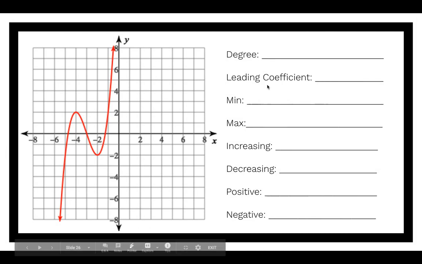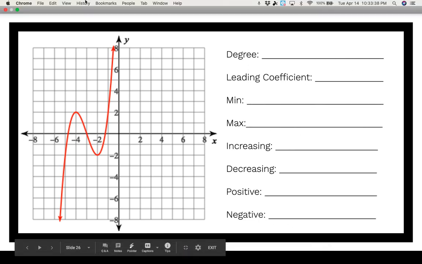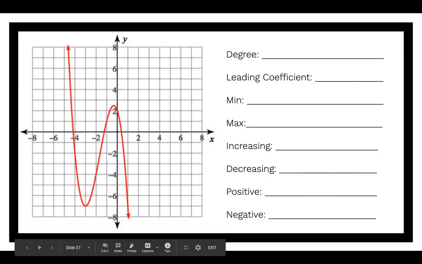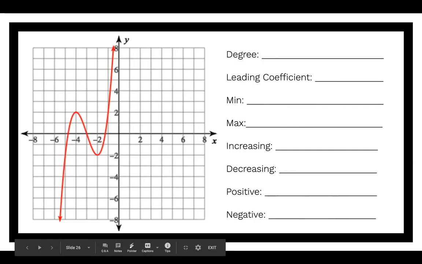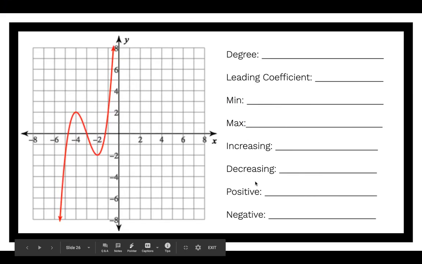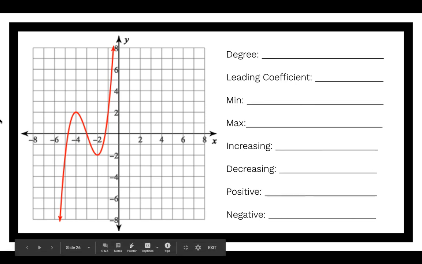So this is the first one that we're going to look at. One of the things that you can identify from looking at the graph is the degree. And so one of the things we can note is, are the endpoints going in the same direction or opposite directions? For this one, they're going in opposite directions. So I know that this is going to be odd.